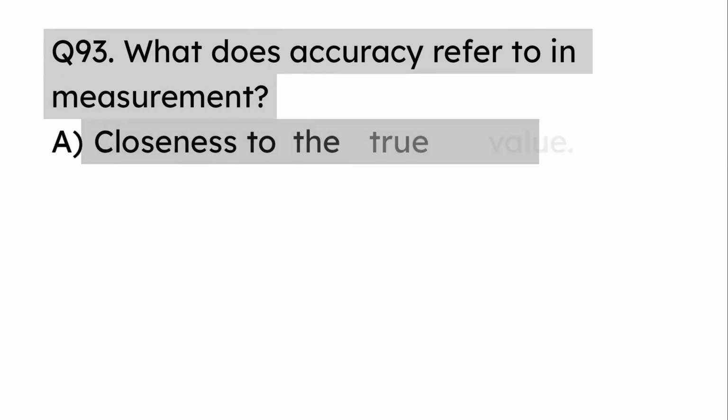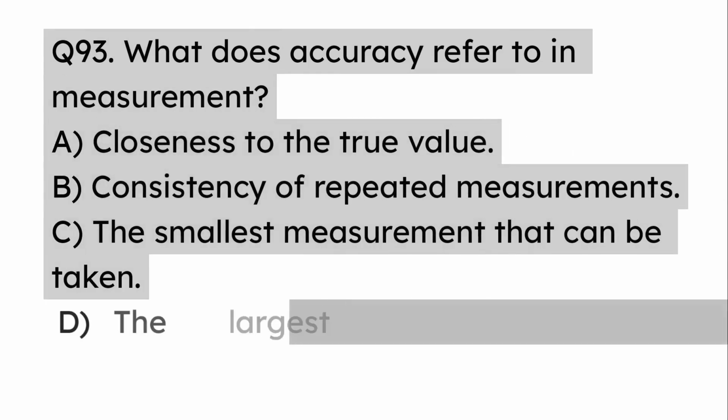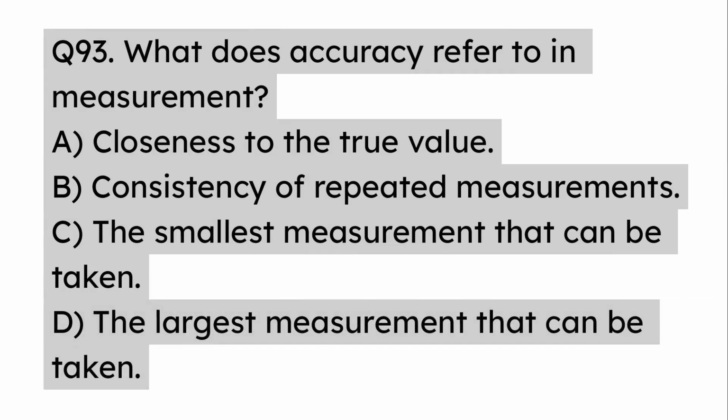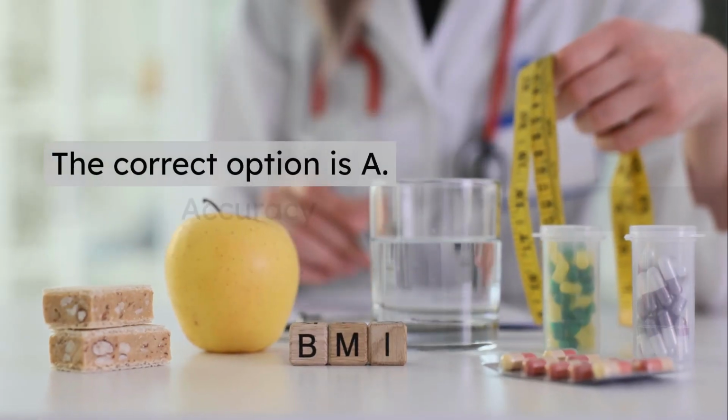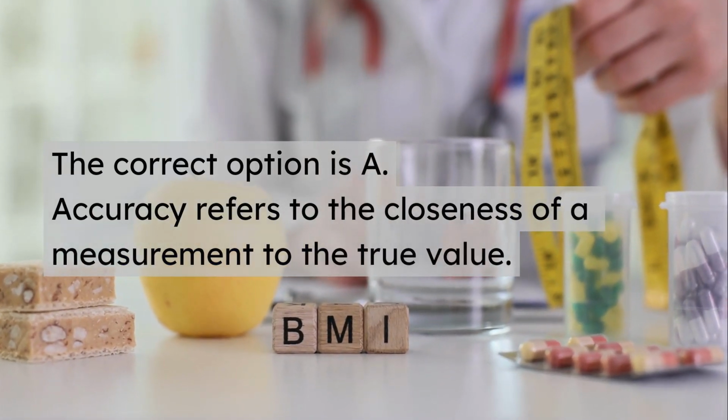Q93. What does accuracy refer to in measurement? A. Closeness to the true value. B. Consistency of repeated measurements. C. The smallest measurement that can be taken. D. The largest measurement that can be taken. The correct option is A. Accuracy refers to the closeness of a measurement to the true value.